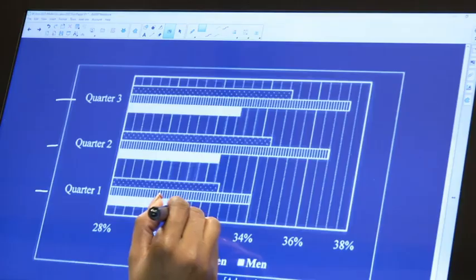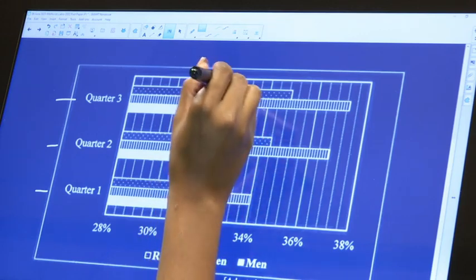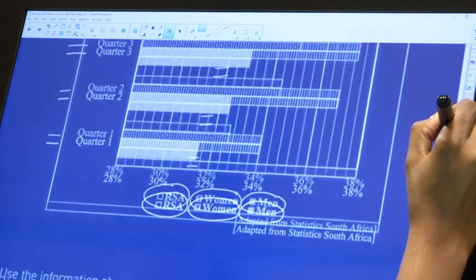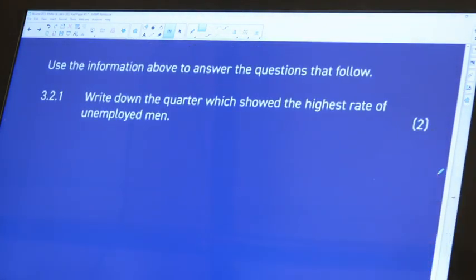How do I know that? Space, space, space, space. I have to have my spaces in between. And then I know the dotted one is RSA, the Republic of South Africa. The lines are women, and the solid bar is for men. Then I've got my percentages. Use the information above to answer the questions that follow.